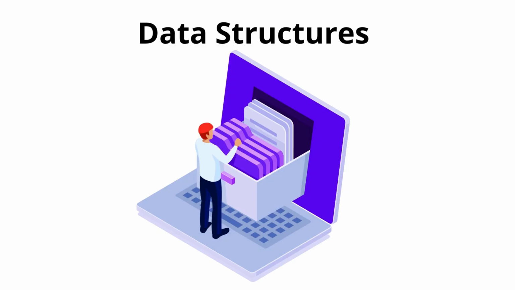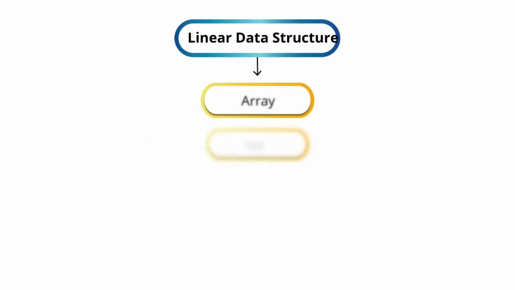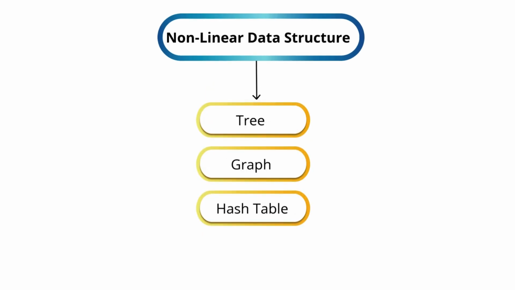There are two types of data structures. One is linear data structures, another one is non-linear data structures. Under linear data structures, we have array, linked list, stack and queue. And under non-linear data structures, we have tree, graph and hash tables. Let's see what those are.